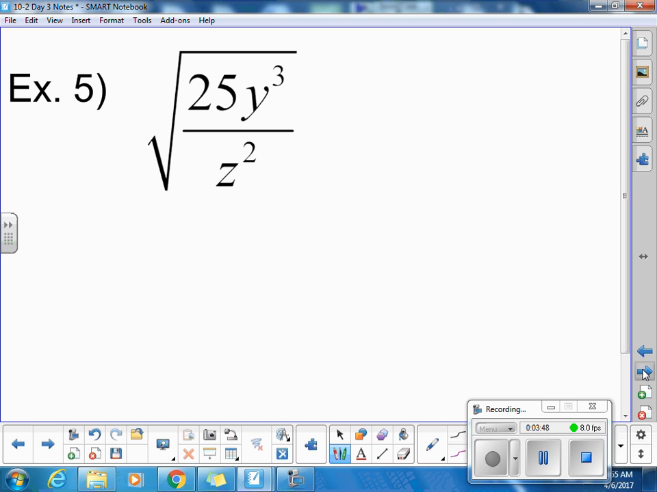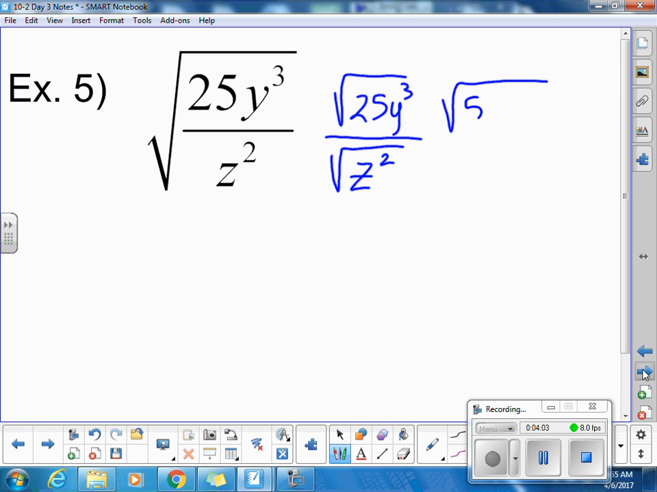All right, here's another example, same idea. This time I can't simplify first, so 25y to the 3rd over square root of z squared. 25 is 5 times 5 times y times y times y over square root of z times z.